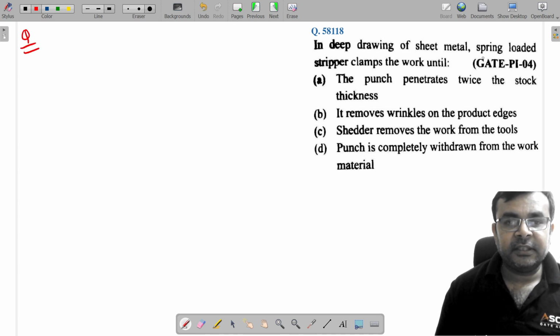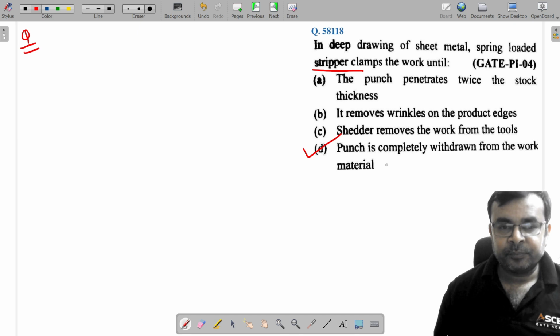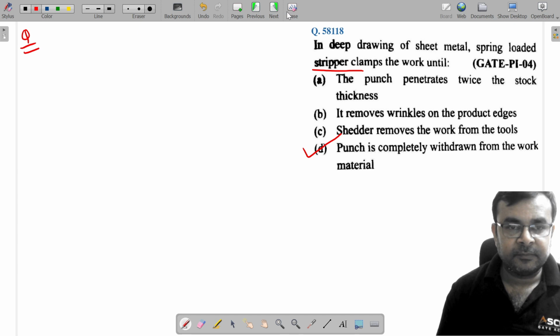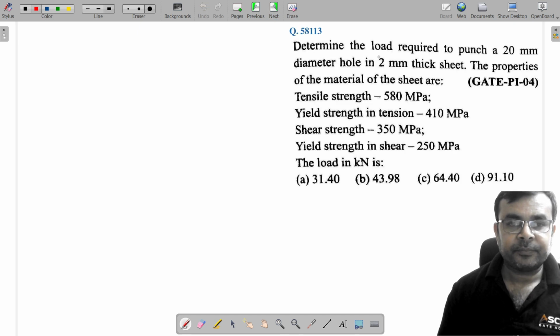Okay, so let's see another question. In a deep drawing of sheet metal, the spring-loaded stripper clamps the work until the punch penetrates twice the stock thickness. It removes wrinkles on the product edge. The stripper removes the work from the tool, and the punch is completely withdrawn from the work material. You can see the stripper is mainly used to hold the blank during the withdrawal of the punch. So the correct answer is option D.